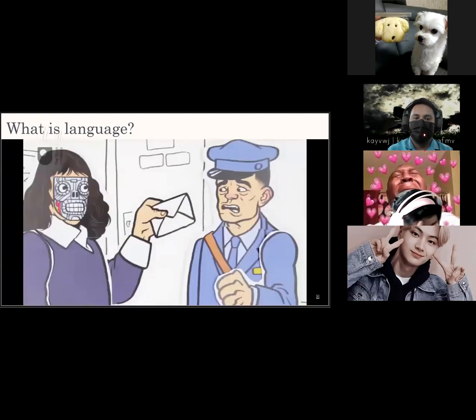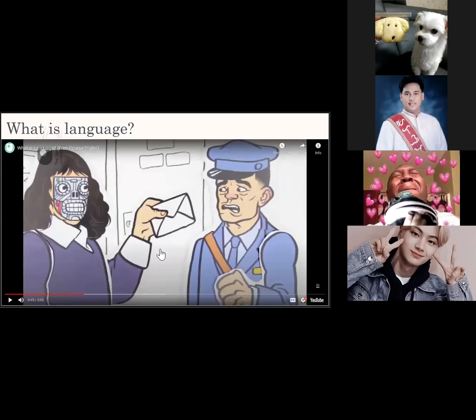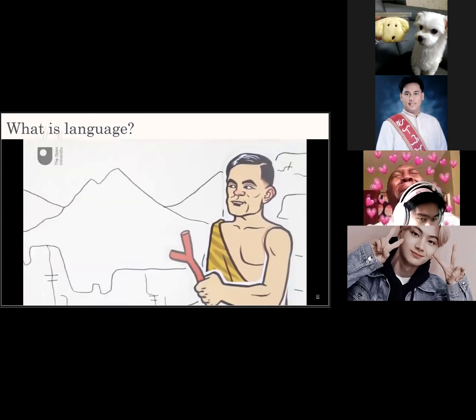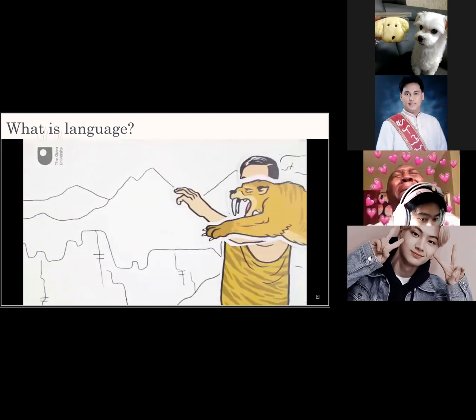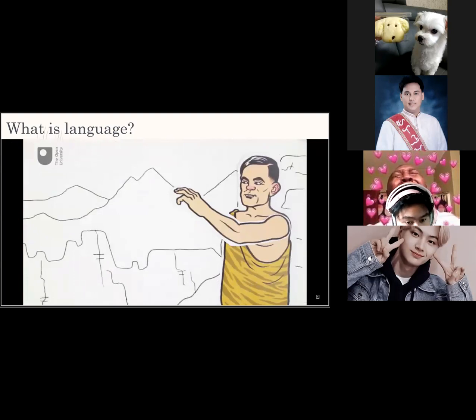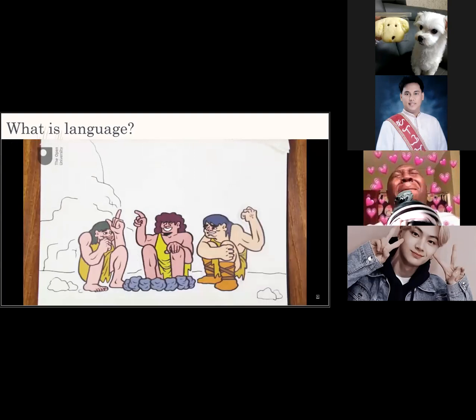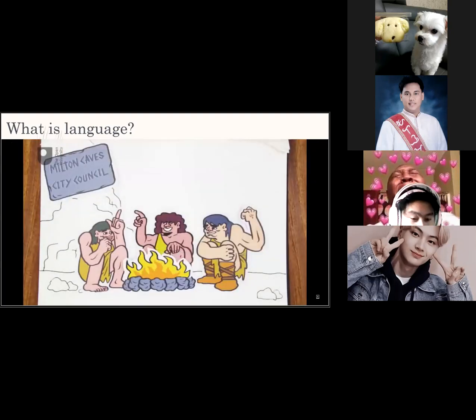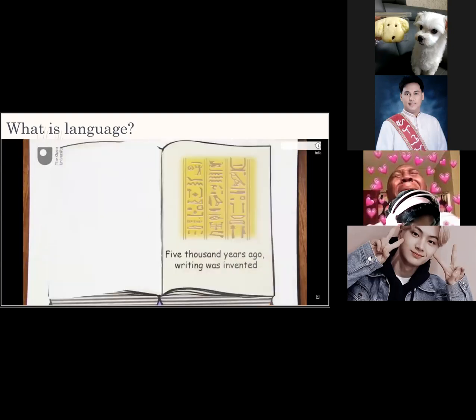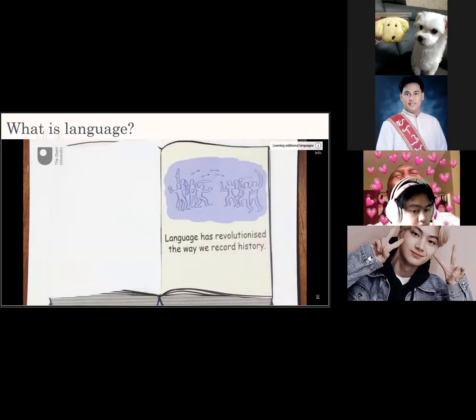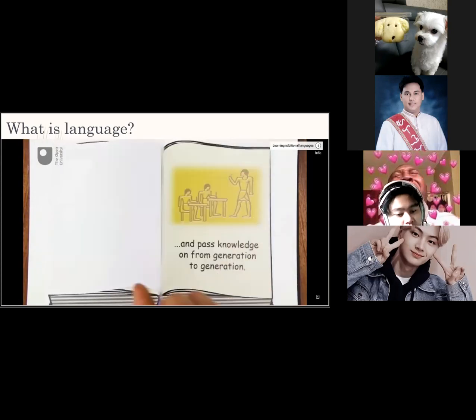It was language, above all else, which let the human race turn itself from just another inhabitant of planet Earth into one which now dominates the rest of the animal kingdom. Language first developed about 100,000 years ago, allowing people to work together and shape the society they were living in. 5,000 years ago, writing was invented. This revolutionized the way we record history and pass knowledge on from generation to generation.